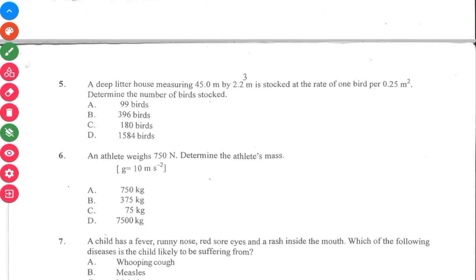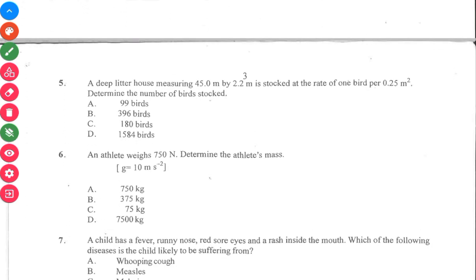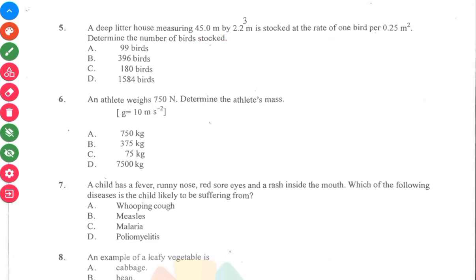Question number 5, a deep litter measuring 45.0 meters by 2.5 meters is stocked at a rate of 1 bird per 0.25 meters squared. Determine the number of birds stocked. This is a calculation question. There's no specific topic in integrated science where you find this. It's your mathematics that will help you do this. So multiplying this will give us an area, and this area would be divided by this to know the number of birds.